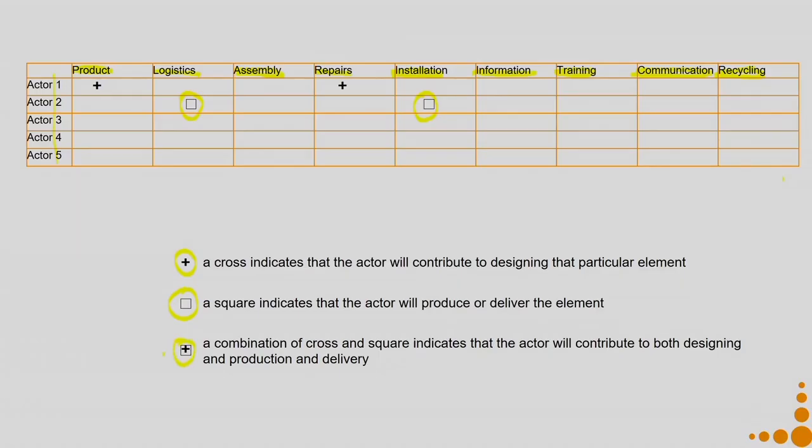Then you can also have a combination of cross and square. It implies that the actor will contribute to both designing and production and delivery. So, say for actor 3, for the communication, I say that they are going to design the communication material, and they are also going to be responsible for the production and the delivery of the communication material to the appropriate audiences.